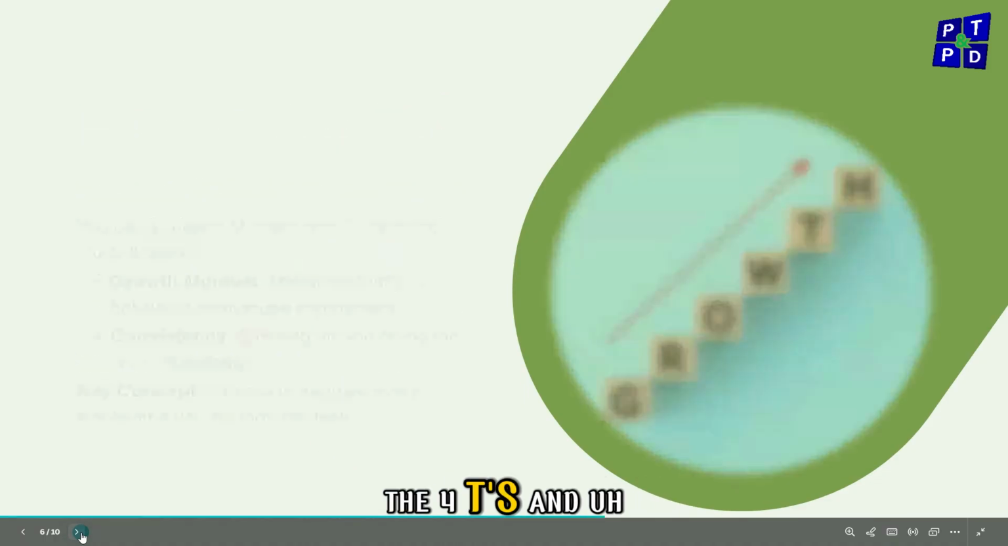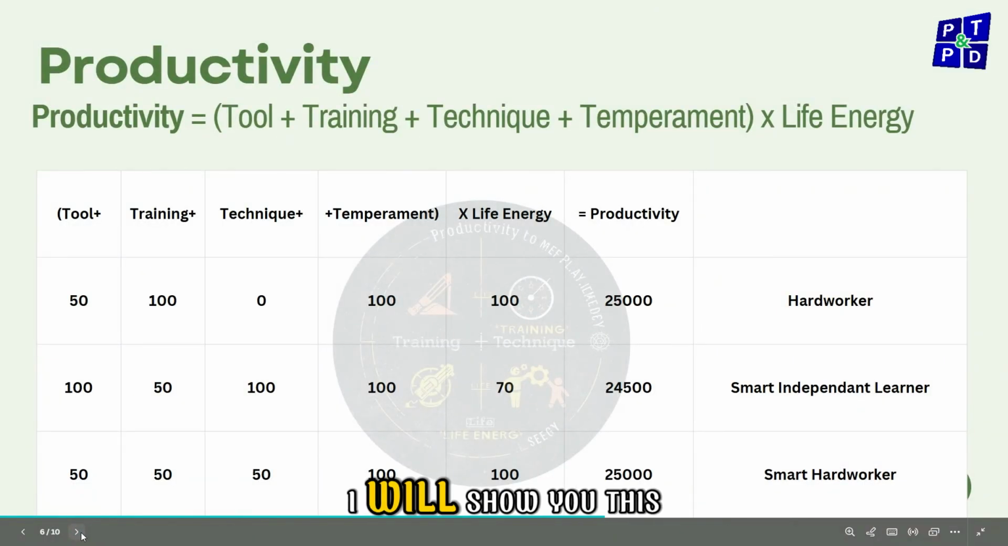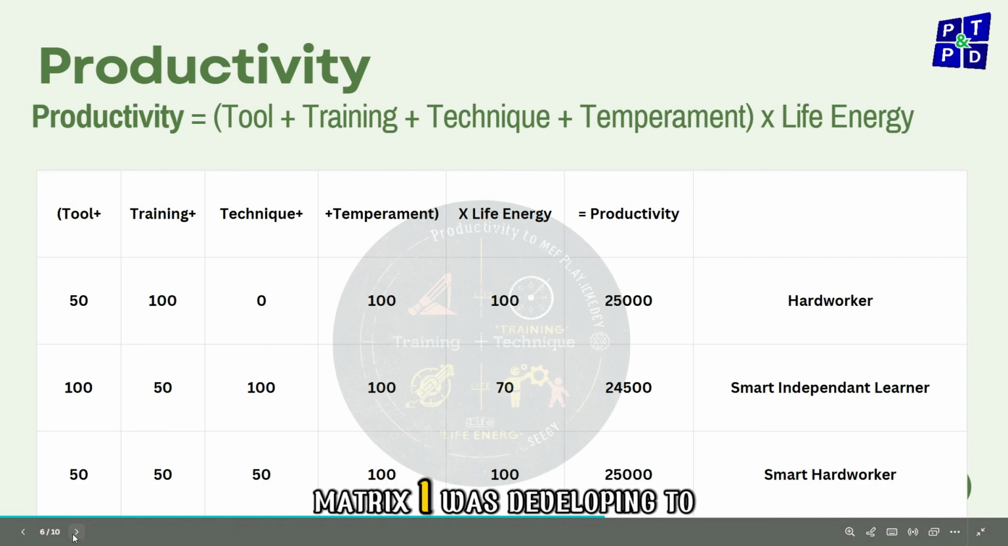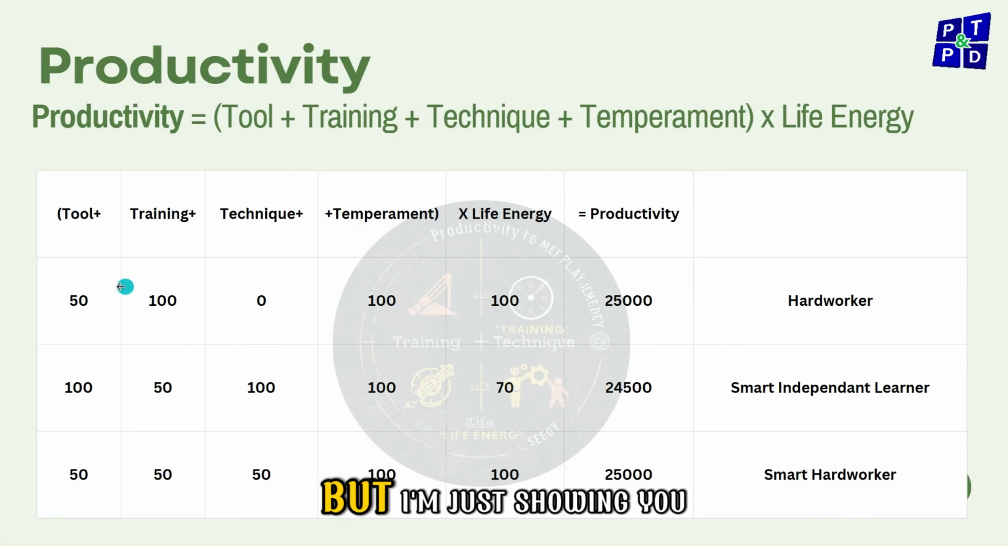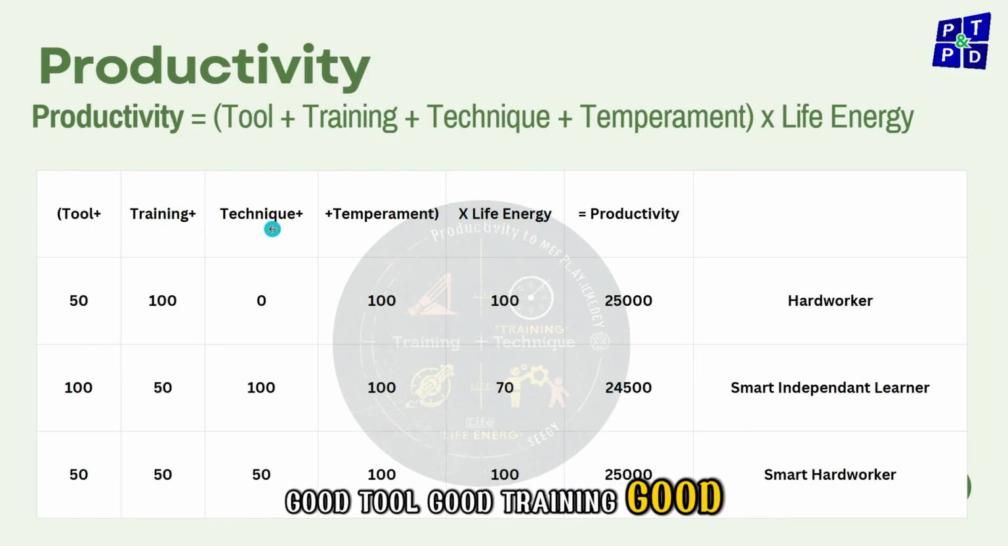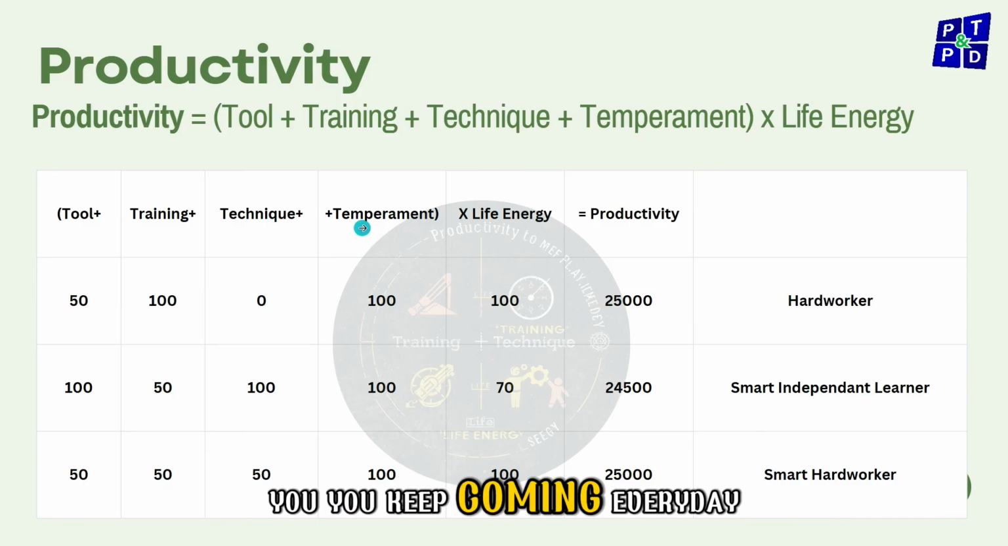So these are the 4 T's, and I will show you this a little bit more. We come back to it, but I'll give you this. This is a mathematical matrix I was developing, I could play with it. It's interactive, by the way. I can just go and change these numbers, but I'm just showing you this is all multiplied by your life energy.